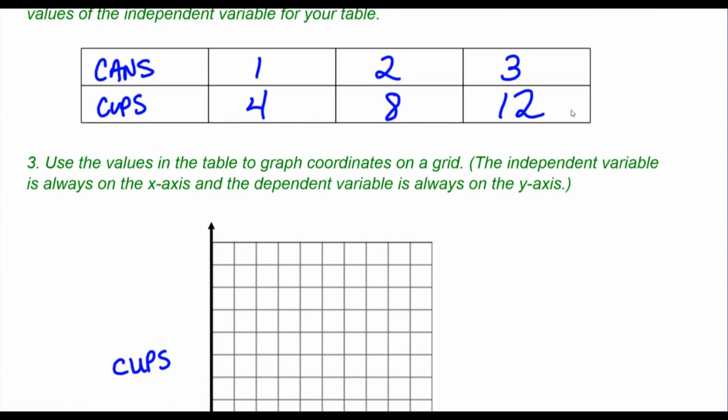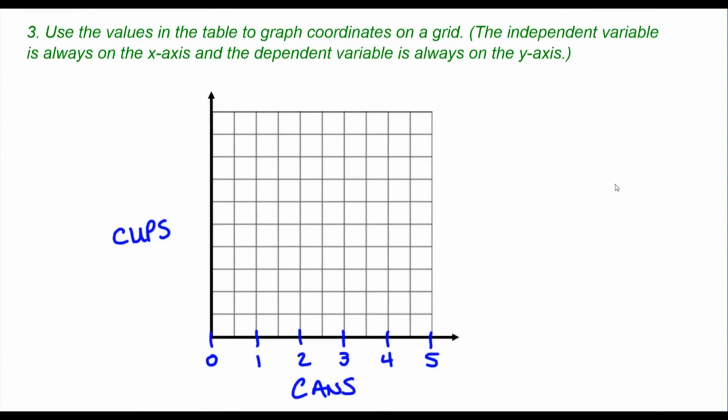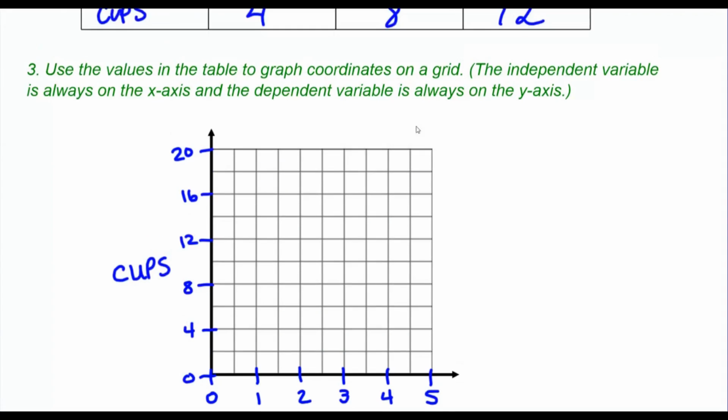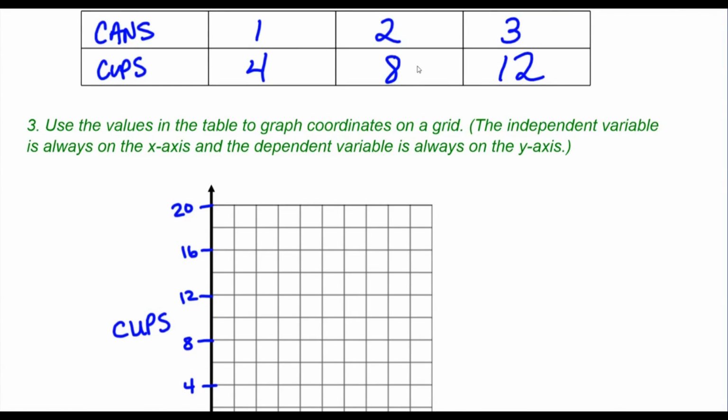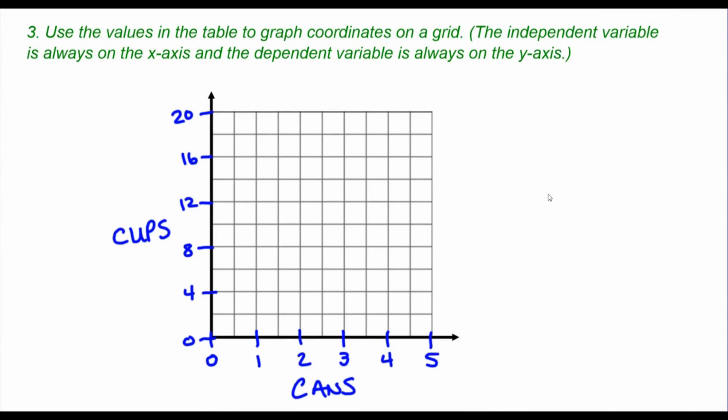And then I need to be able to fit 12 cups on my graph. So again, I always start with 0, and I'm going to have 10 here. I can't count by 1s, so I'm going to count by 2s. This will be 2, this would be 4, 6, 8, 10, 12, 14, 16, 18, 20. And it's okay to go beyond what's in your table as long as you count consistently and you start with 0 and don't just put these numbers only on your graph. So it's kind of like creating a little ruler here.